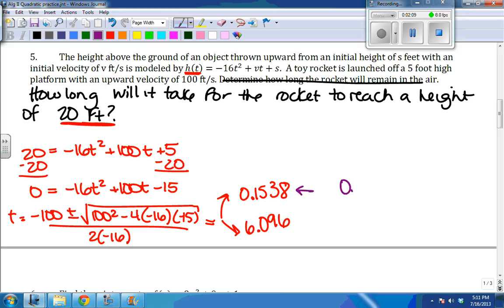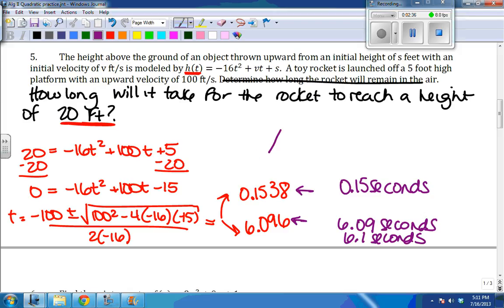From what it looks like, it's going to take 0.15 seconds to go up to 20 feet. It's going to reach its maximum, then it's going to come back down and start falling, and at 6.09 seconds, or you can round to 6.1, it's going to come back down and be at 20 feet. Because you know a parabola goes up and then comes down, right here it's going to be at 20 feet, and right here it's going to be 20 feet. So I need both of those answers.